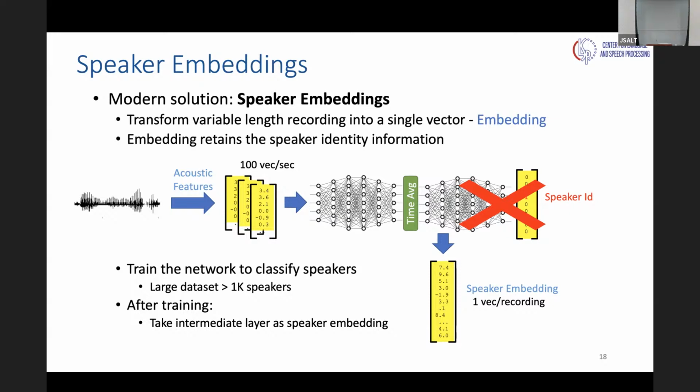And then you can extract this vector, and this is what we call the speaker embedding, so you get one vector per recording. And to train this model, you will have a large data set of speakers, as I said, so that you have a model that is able to generalize.